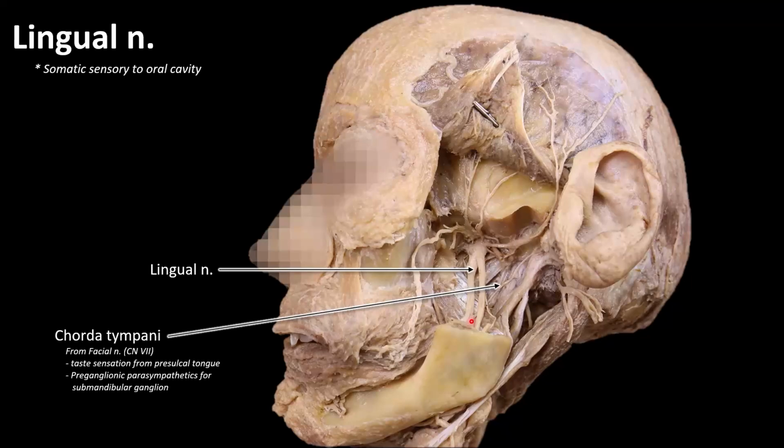It is carrying preganglionic parasympathetic fibers that synapse in the submandibular ganglion, and it is also carrying gustatory fibers, or special sensory taste fibers, from the anterior 2/3 of the tongue. The sensory territory of the lingual nerve as a whole includes the oral floor and the anterior 2/3 of the tongue as well.